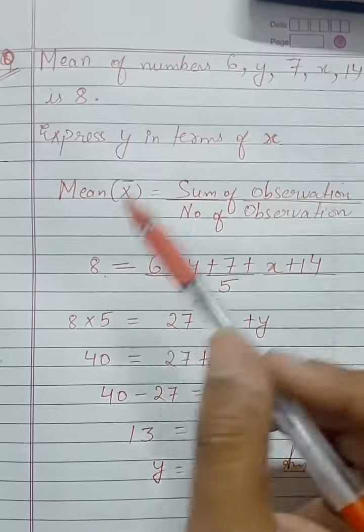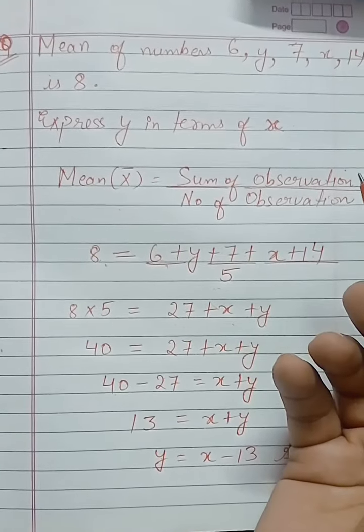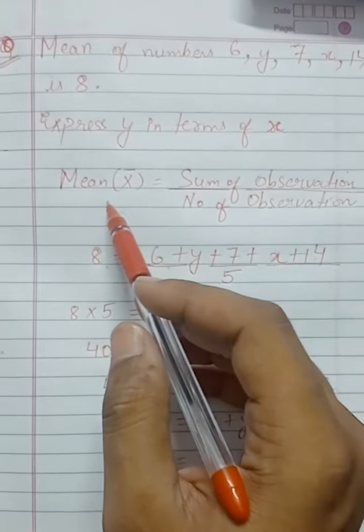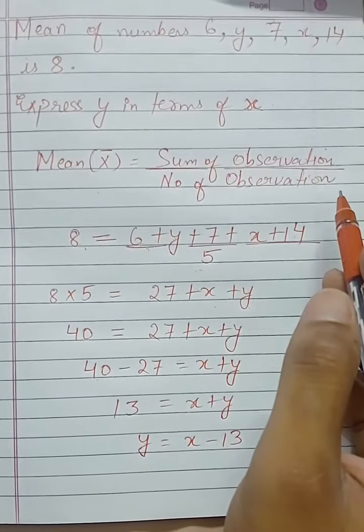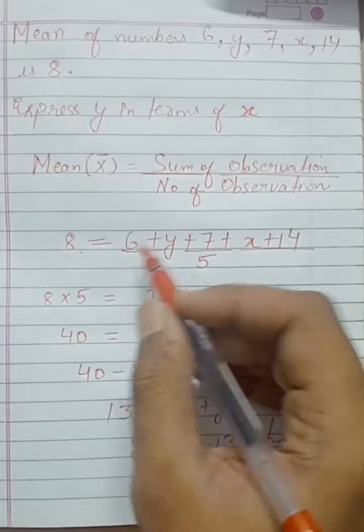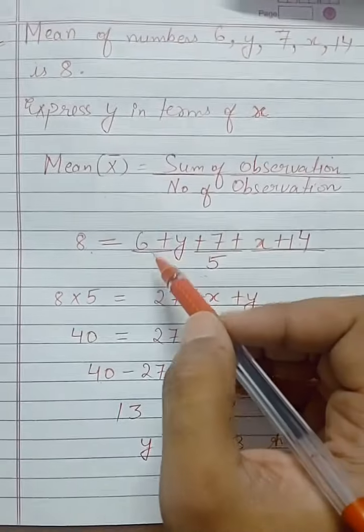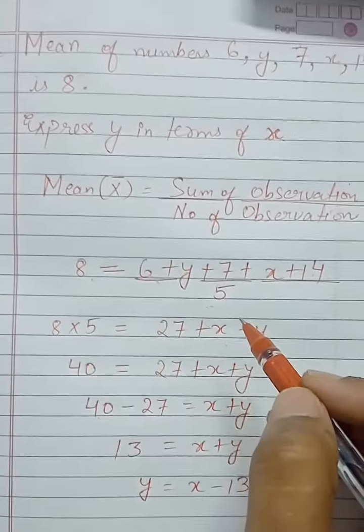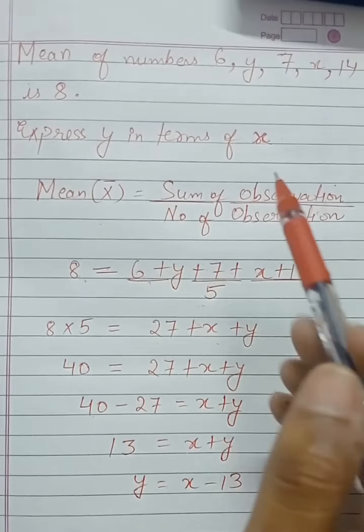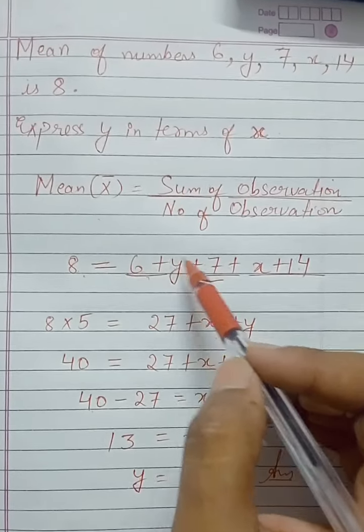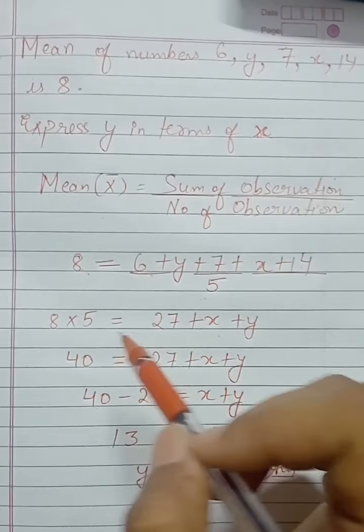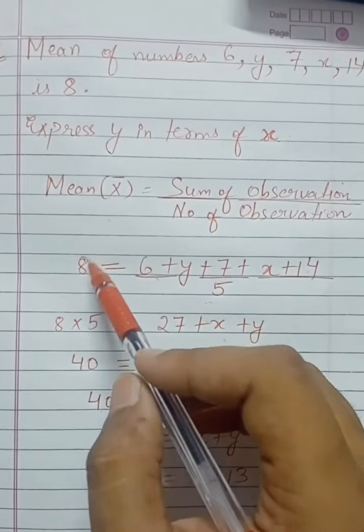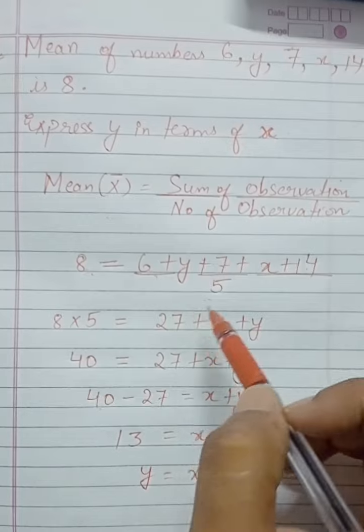This is raw data, so the formula for the mean of raw data is equal to the sum of observations upon the number of observations. Sum of observations means we have to add all the given observations: 6 plus y plus 7 plus x plus 14, upon 5, because the number of observations was 5: 1, 2, 3, 4, 5. The mean was given, so put the value of the mean, 8, equal to this upon 5.